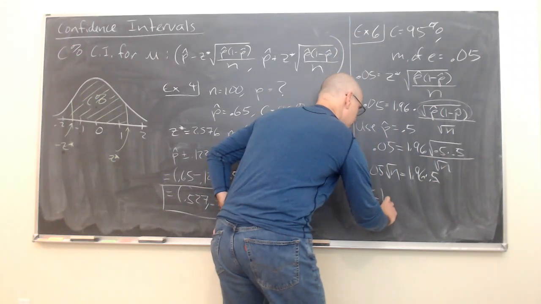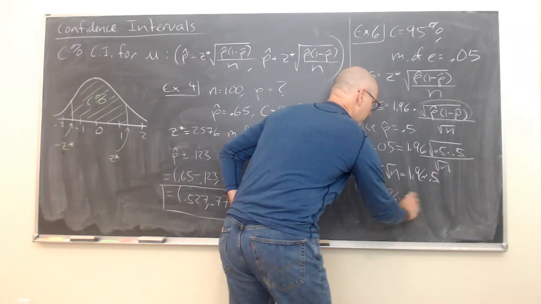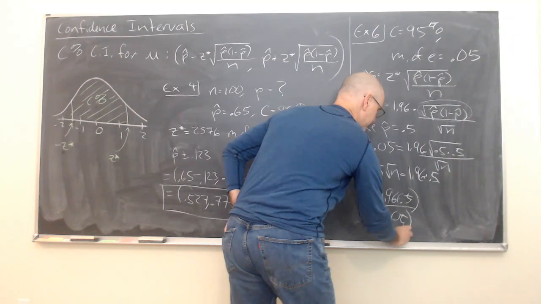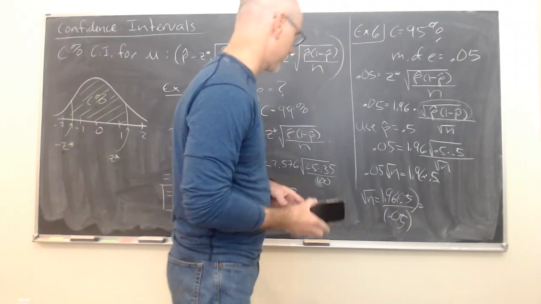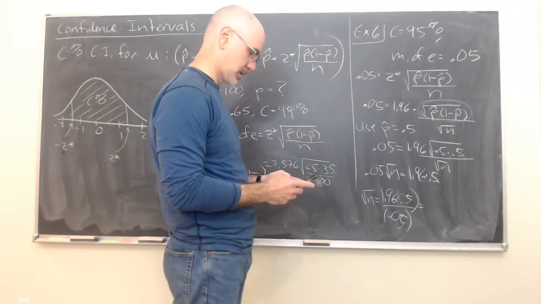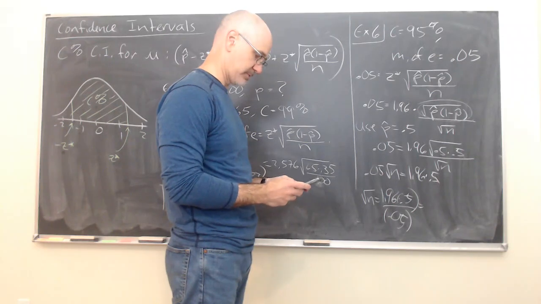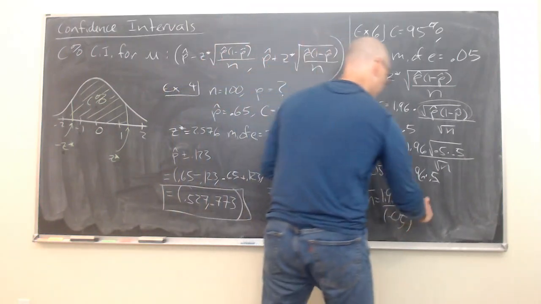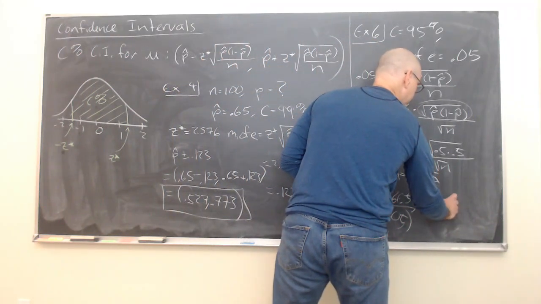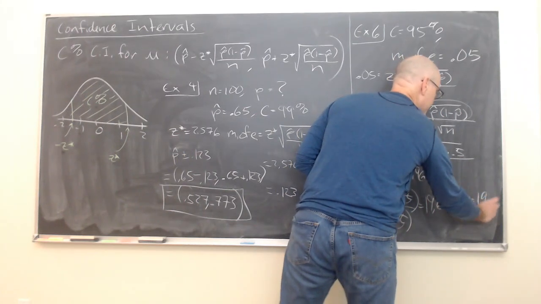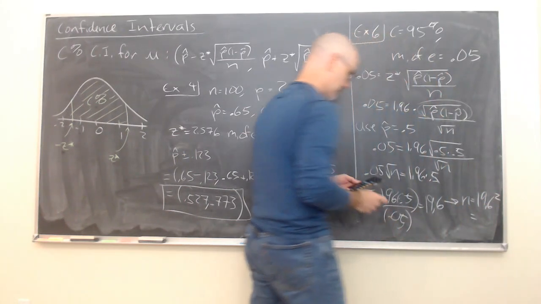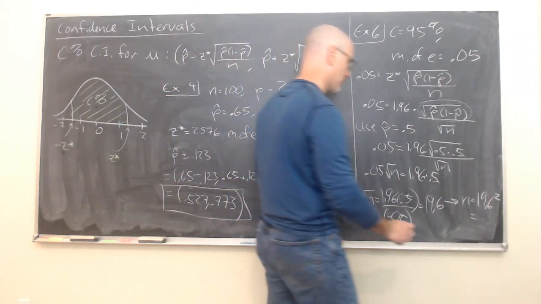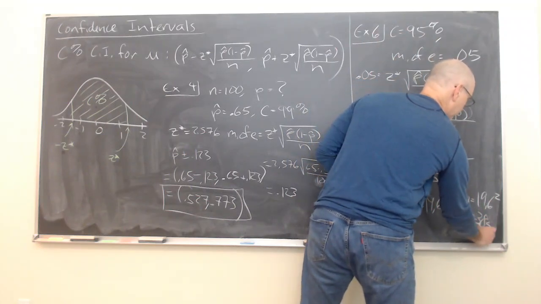So root n equals 1.96 times 0.5 over 0.05. Sorry for the handwriting there, but 1.96 times 0.5 divided by 0.05 is 19.6. So 19.6 squared is our requirement for n. That's about 384.1, so I round up to 385.